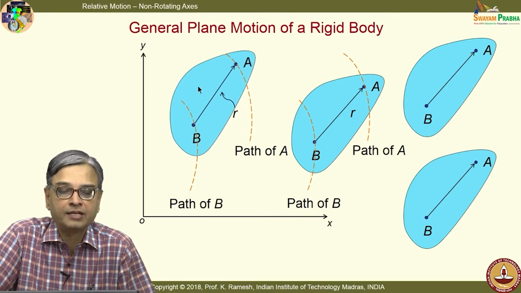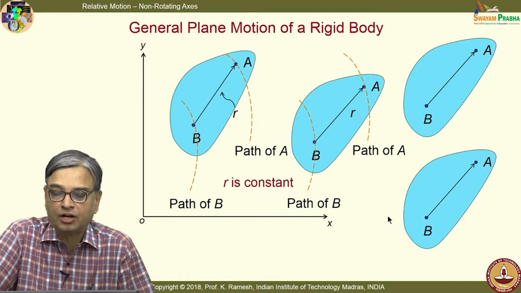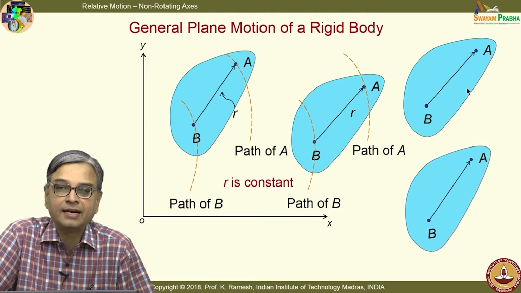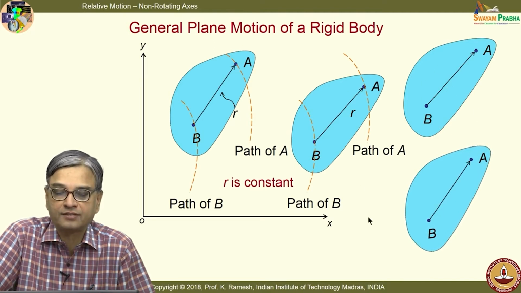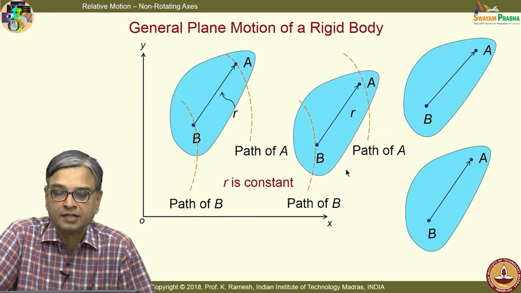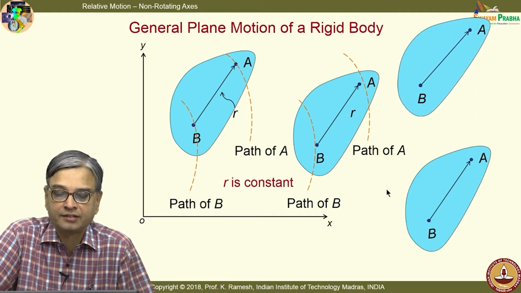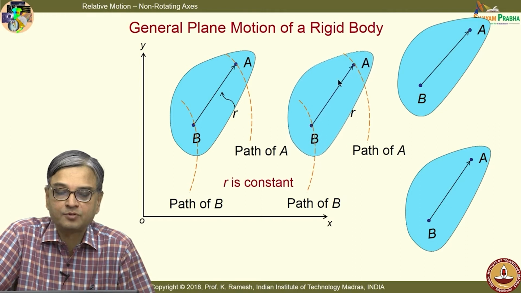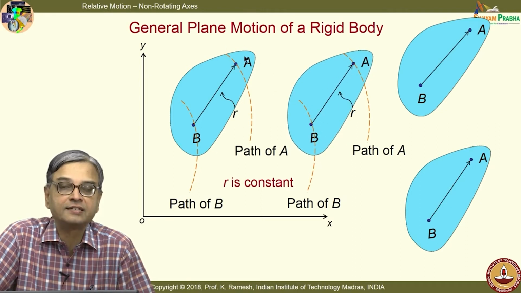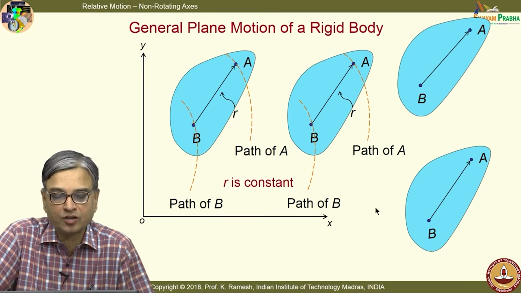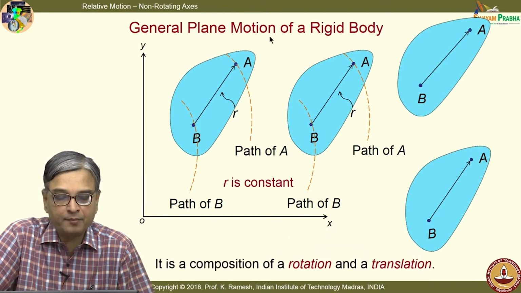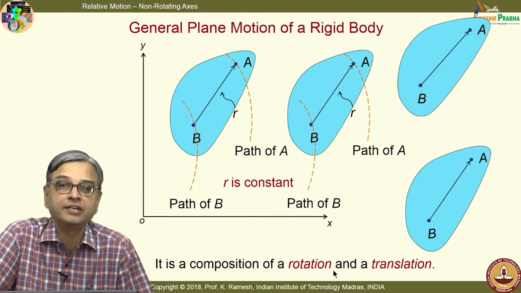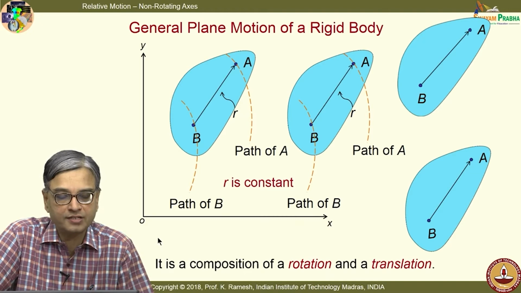Here I have the body experiencing general plane motion. This motion can be thought of as a combination of rotation and a translation. So, I rotate this first, it is deviating from the path, and I give a translation. This comes to the path as what we have seen in this diagram. So, it is a very important concept. General plane motion is a composition of a rotation and a translation. It is a very subtle concept.